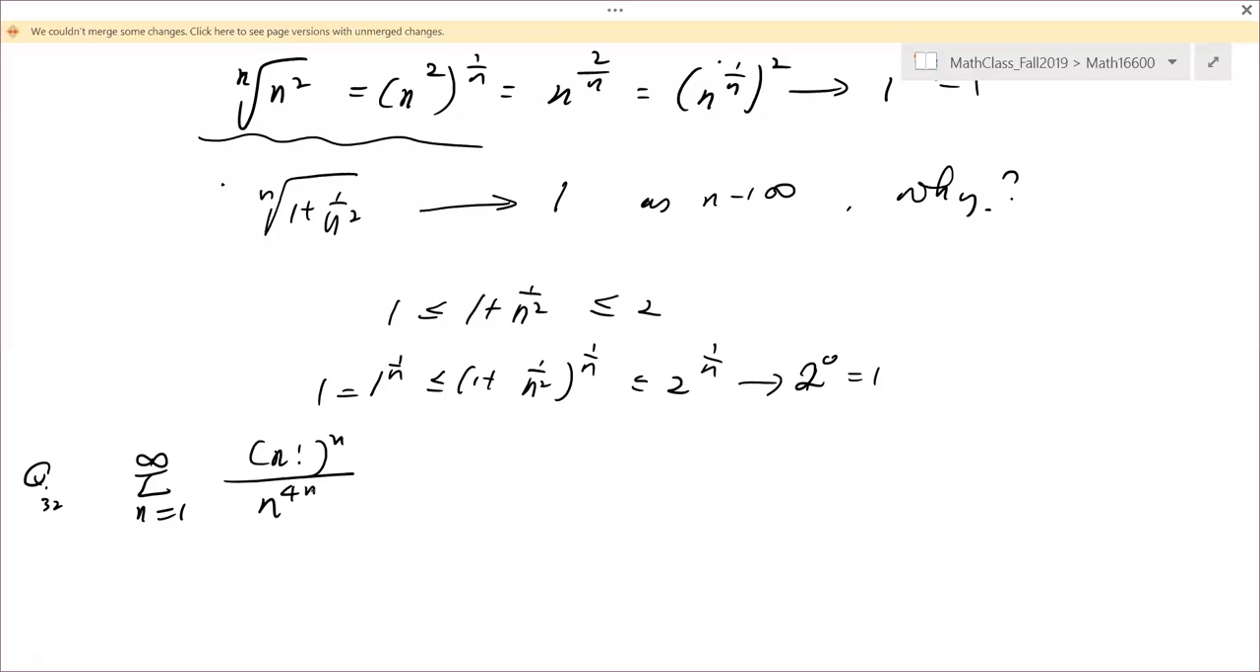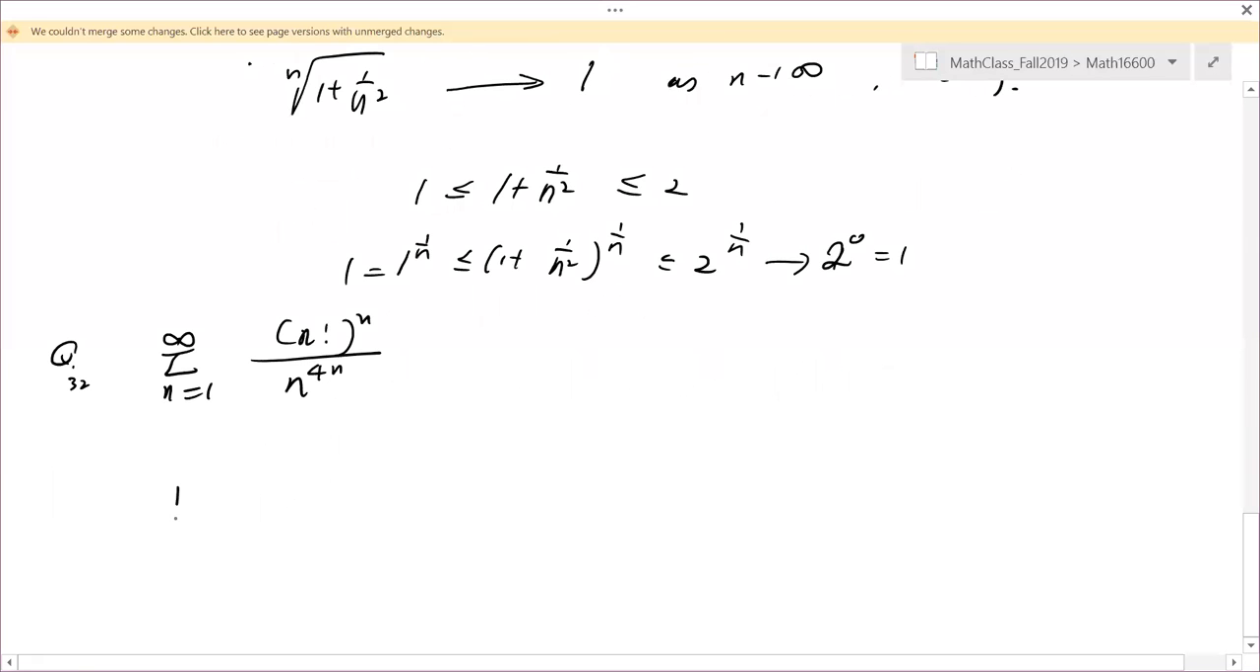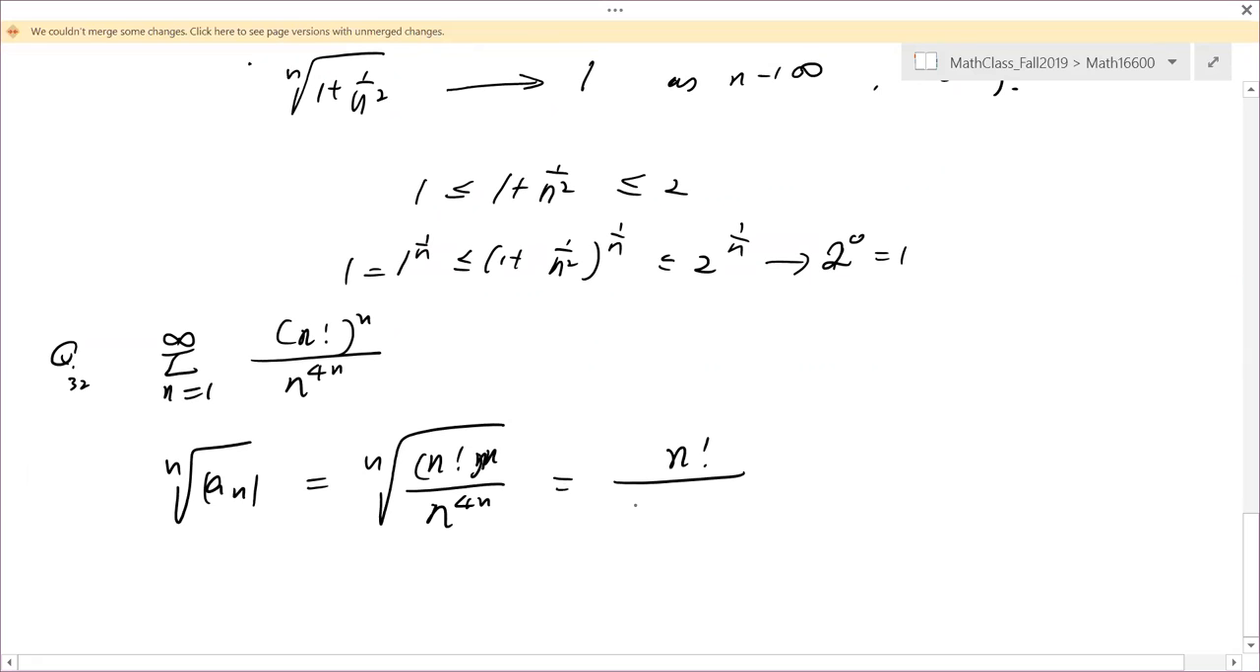When you use the root test, anyway, it's positive. So it's going to be n factorial to the nth power over n to the 4n. You take the nth root: the numerator is n factorial, the denominator is n to the 4, over n, and that's just n to the 4. Now, what is this limit?